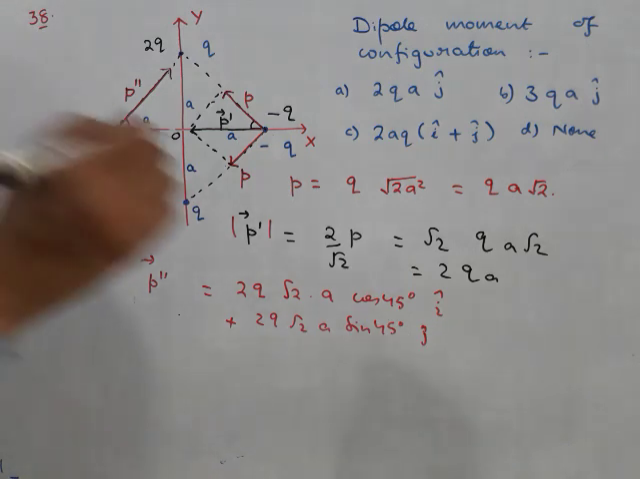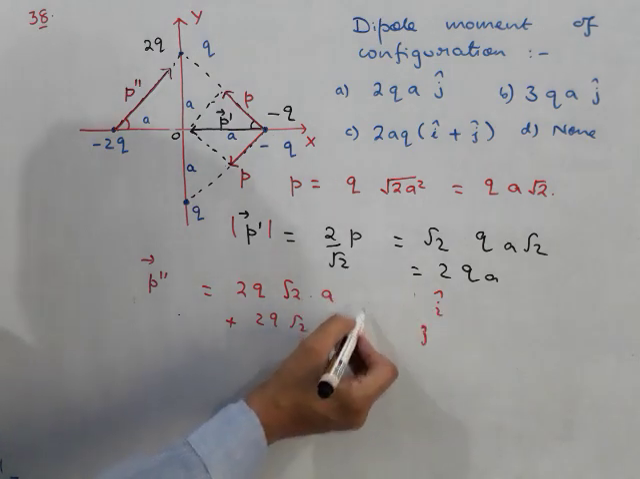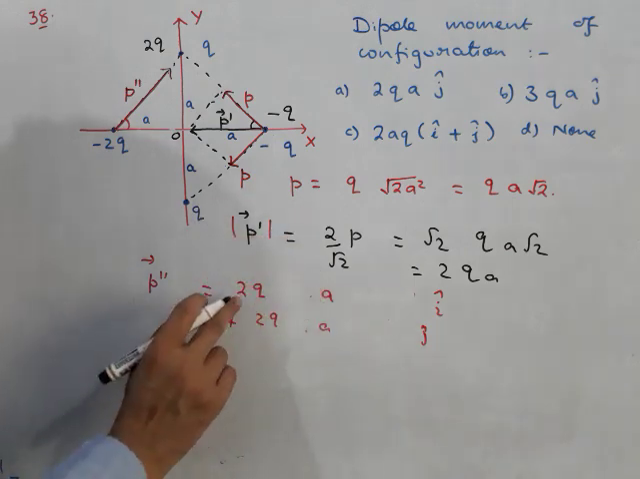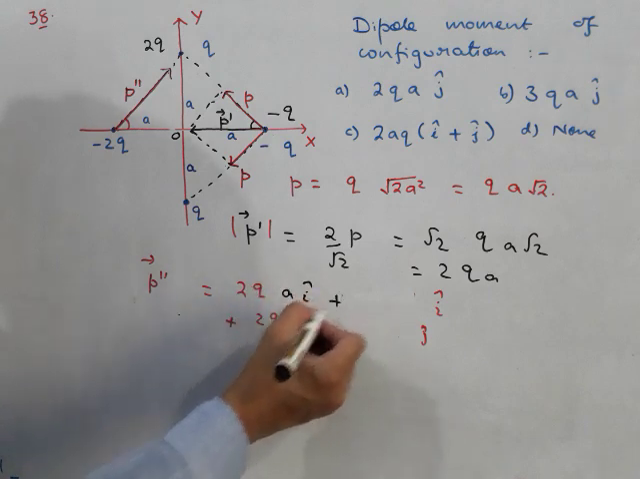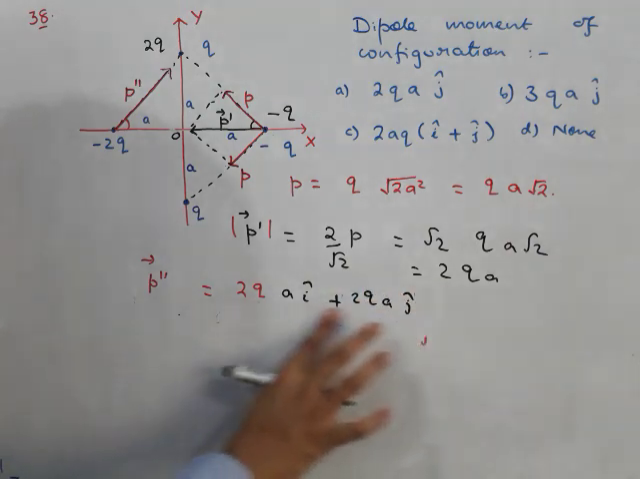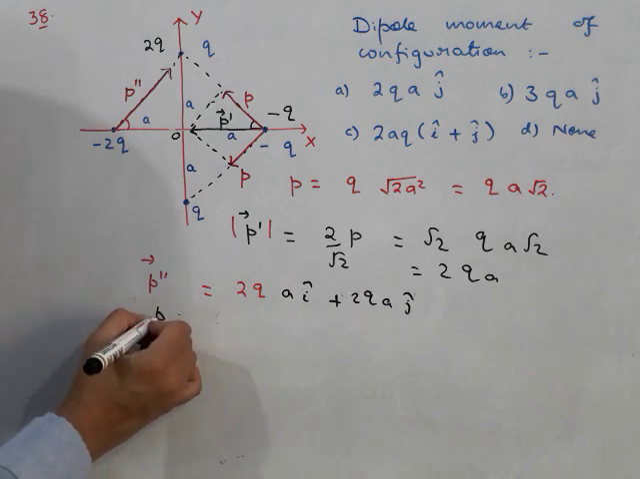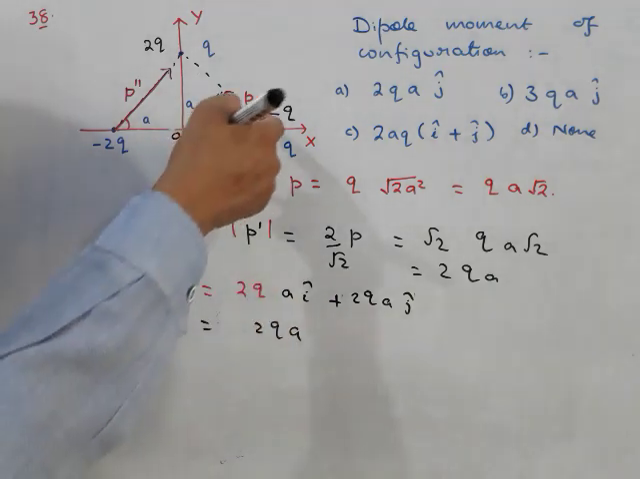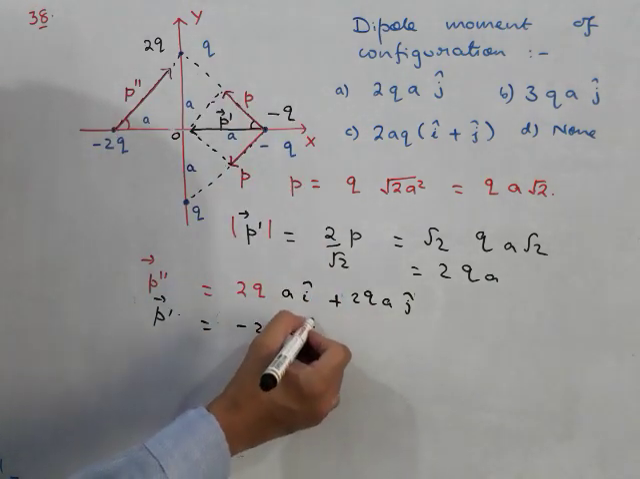Next, cos 45 and sin 45, we know they are 1 by root 2. So 1 by root 2 and 1 by root 2 will be cancelled by root 2 and root 2. So how much will be left? We will be left with 2qa i cap plus 2qa j cap. And P dash vector, its value we have found, 2qa, and what is the direction? Opposite to x-axis. So we write minus i cap.